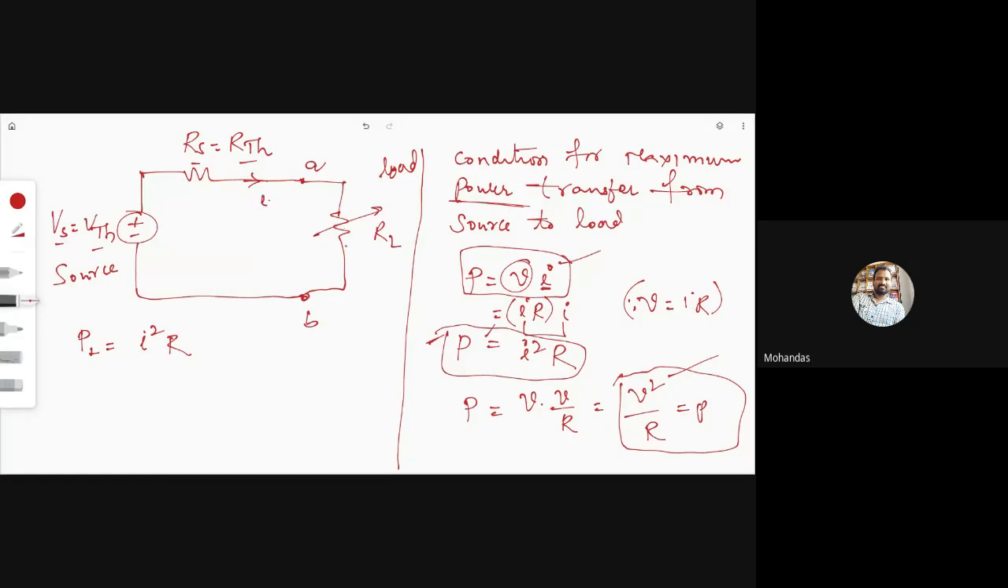Can anybody tell me the current in the circuit? We have a voltage source and two resistances. Then how to write the formula for current here? Please, anybody can tell me. Tell me the formula for current. Anyone, please? It is a simple circuit. The current through the load resistance.